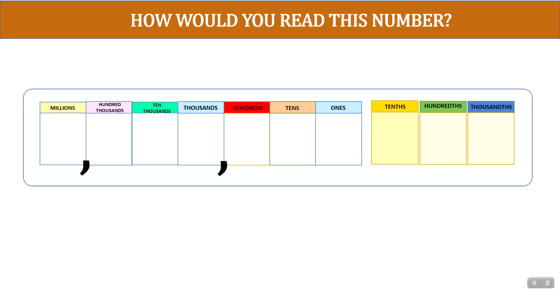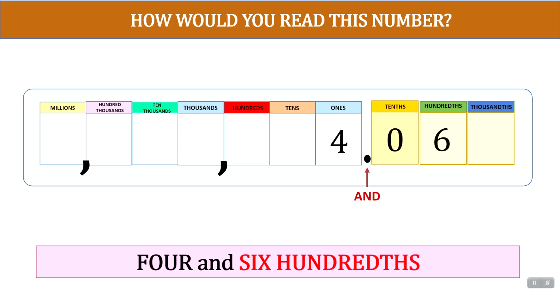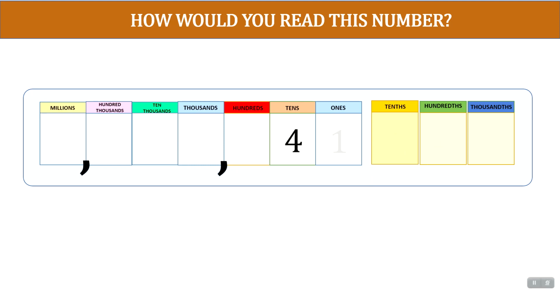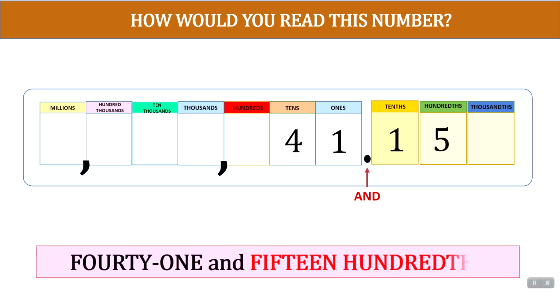How would you read this number? 4.06. The decimal point between the ones and the tenths column is read as the word and. And so we read this as 4 and 6/100ths. Let's try another one. 41.15. Again, the decimal point we read as and, so this is 41 and 15/100ths.